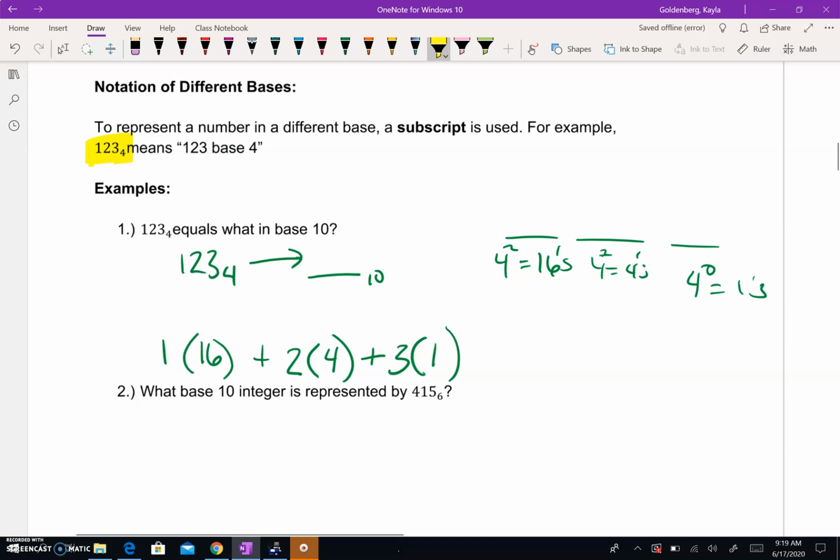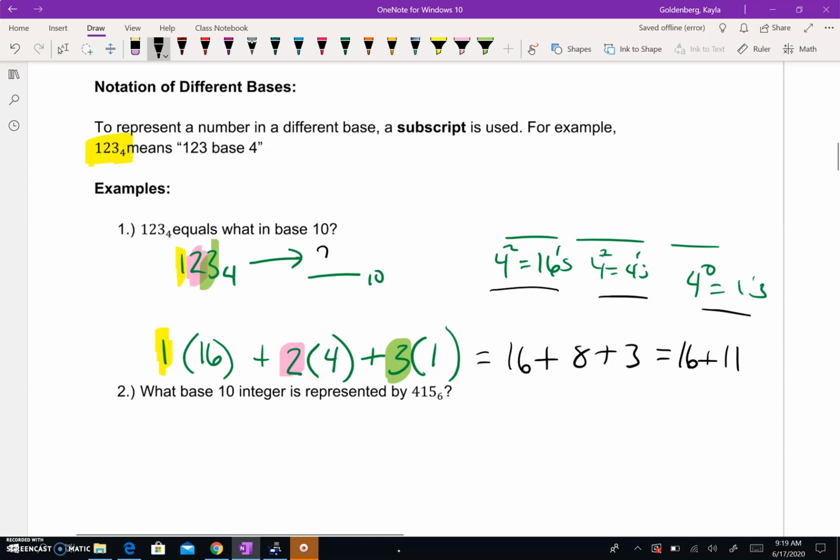Right? And notice where this is coming from, right? From there, and there, oops, wrong thing, and there. And then the other numbers are coming just from knowing what each space is. So that will simplify to 16 plus 8 plus 3. So that's 16 plus 11. So it looks like it's 27 base 10.